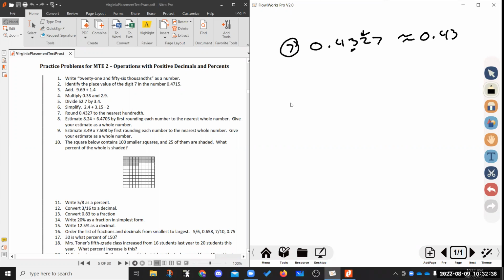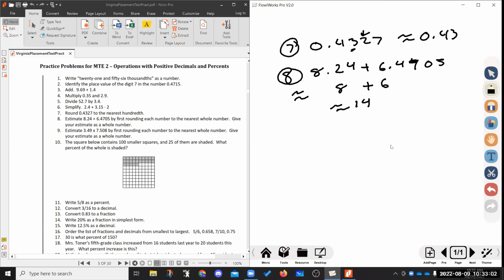Now we're to estimate the sum of, first rounding each number to the nearest whole number. So this is about the same thing as 8 plus 6. So it's about 14, right? Give your estimate as a whole number.